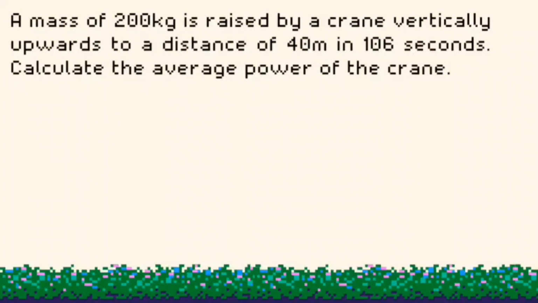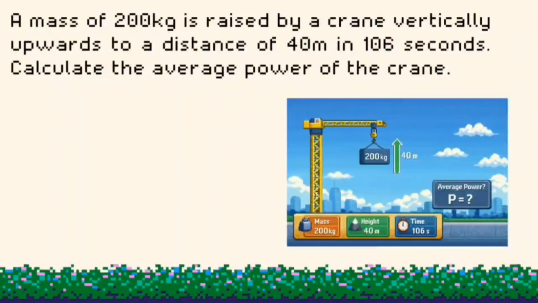Now, let's solve this problem together. We are asked to calculate the average power of a crane. First, let's identify the given information. The mass is 200 kilograms, the height is 40 meters, and the time taken is 106 seconds. To calculate power, we need to find the work done first. Since the object is lifted vertically upwards, the work done is given by the formula mgh.